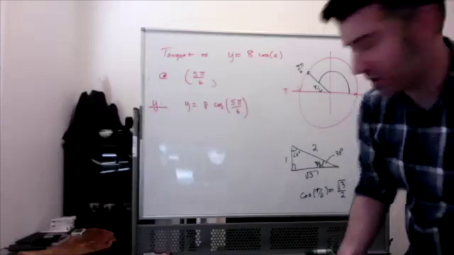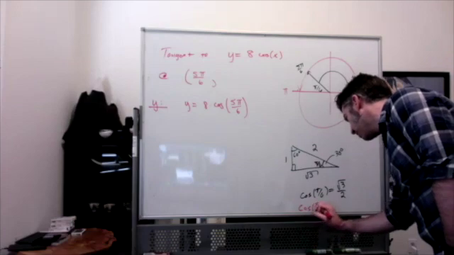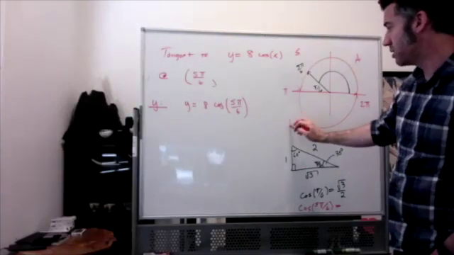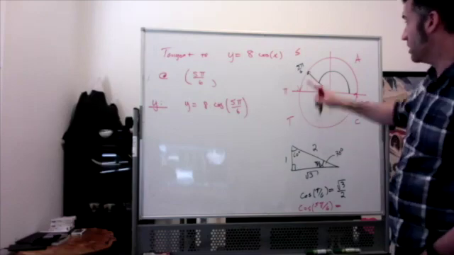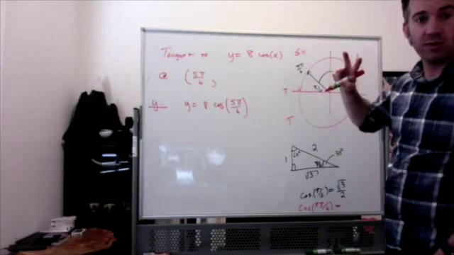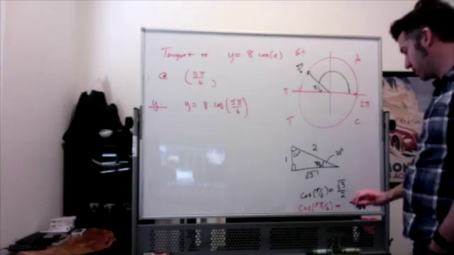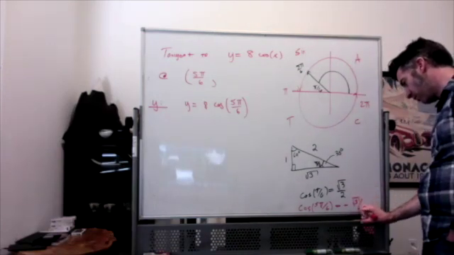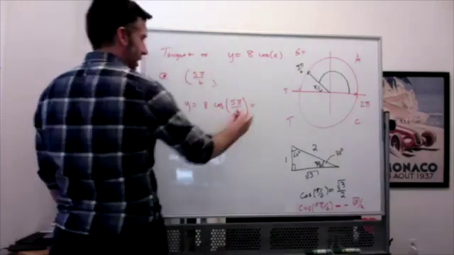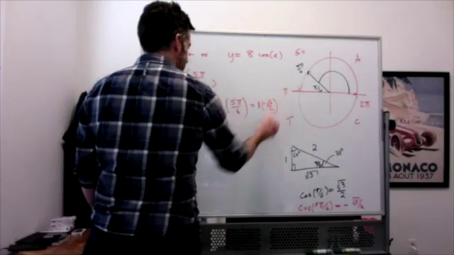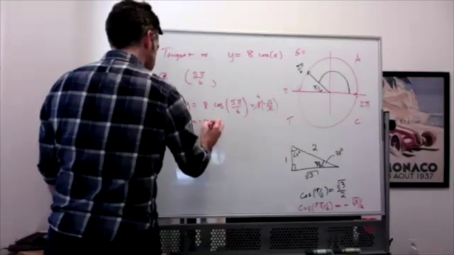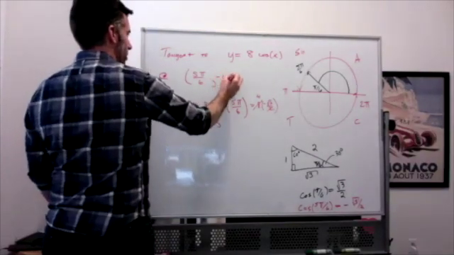But I actually want cosine of 5 pi over 6. Remembering that all students take calculus, we know that in the second quadrant, where this angle is, sine is positive, and the other two, cosine and tangent, are negative. So cosine of 5 pi over 6 is negative square root of 3 over 2. My y coordinate here is 8 times that, 8 times negative square root of 3 over 2, which is negative 4 root 3, because you can cancel a 2 here and a 2 here. So that's my y coordinate, negative 4 square root of 3.